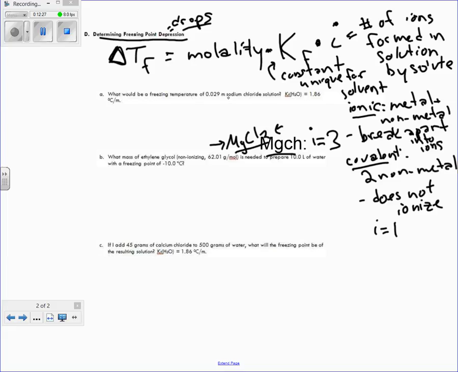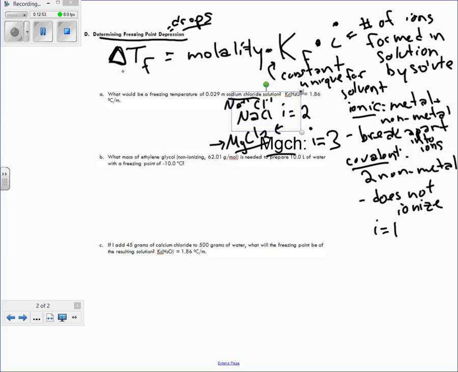Let's look at another one while we're still thinking about this. Let's look at sodium chloride. It's here in this first problem. Now if I look on my table, sodium is +1, chlorine is -1. Together they make NaCl. For NaCl, i equals 2. We get 2 ions every time we drop sodium chloride into water. We get a sodium ion and a chlorine ion.